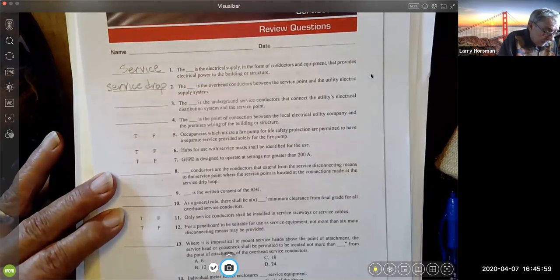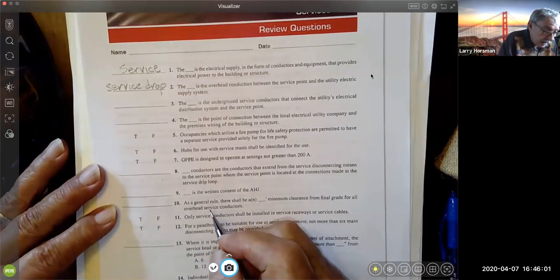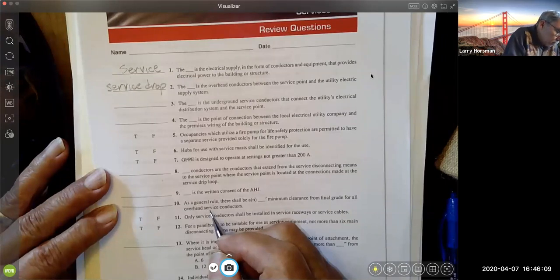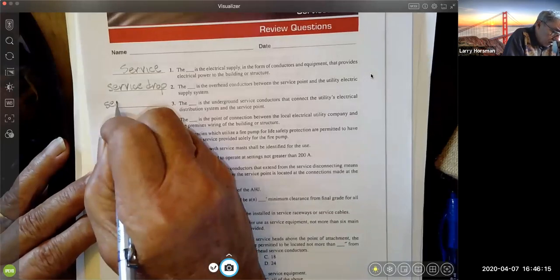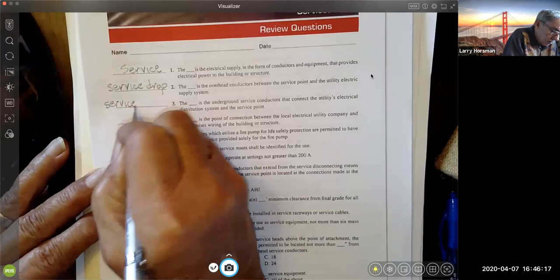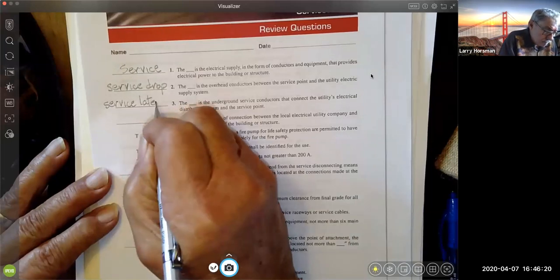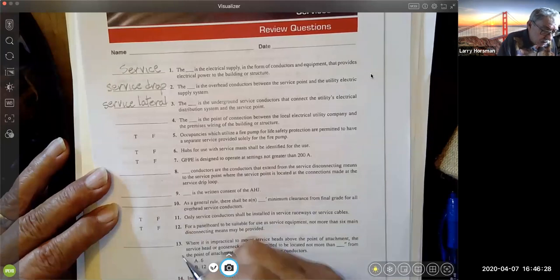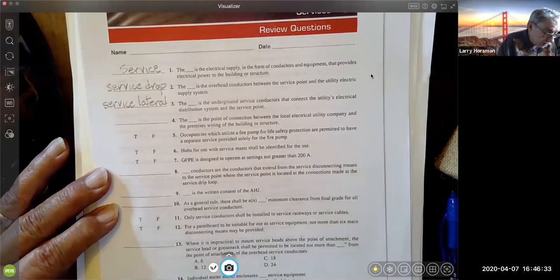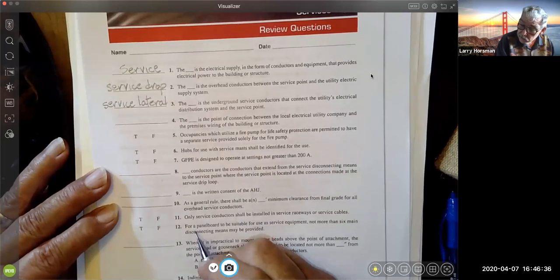Okay, the blank is the underground service conductors that connect the utility's electrical distribution system and the service point. This is number 3. That's the service lateral. Okay, the blank, this is number 4, is the point of connection between the local electrical utility company and the premises wiring of the building or structure. So that should be the service point.